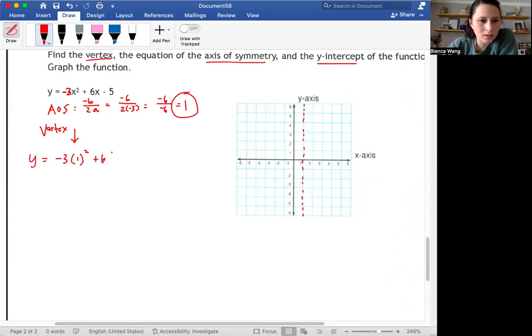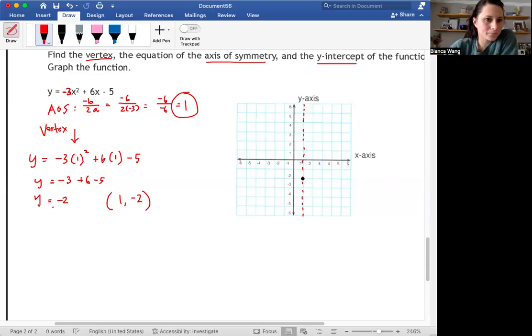So you're using this input and output idea to find the Y coordinate if your X coordinate is at +1. This will be -3 plus 6 minus 5. Y equals -2. So the vertex is at +1, -2. I'm going to plot that point down, +1, -2. That's right here.